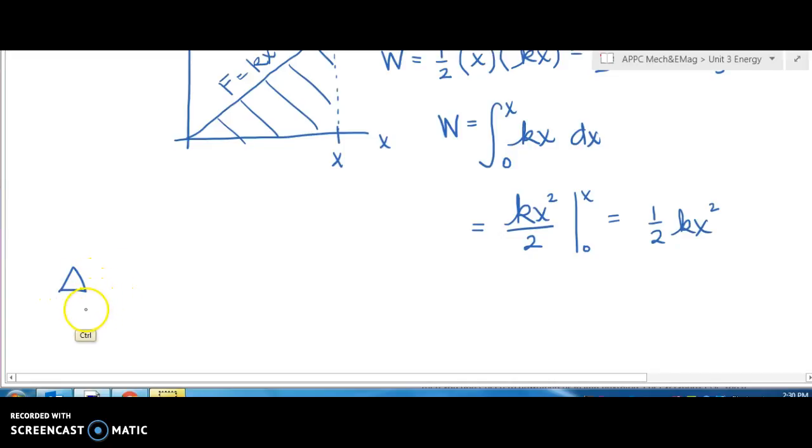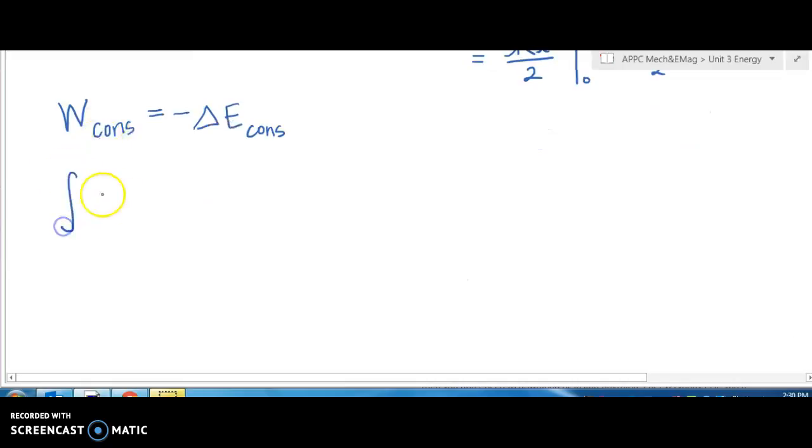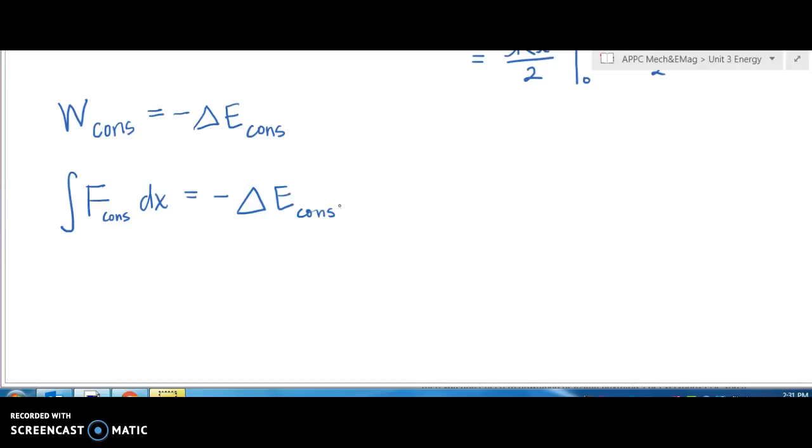Okay, so in general then, let me write it this way. If the work done by the gravitational field, which is conservative, is equal to the negative change in the potential energy or the gravitational energy of that conservative field, and work is the integral of the conservative force with respect to displacement, then I can find the change in the potential energy of that conservative field. So this works for electric fields as well.